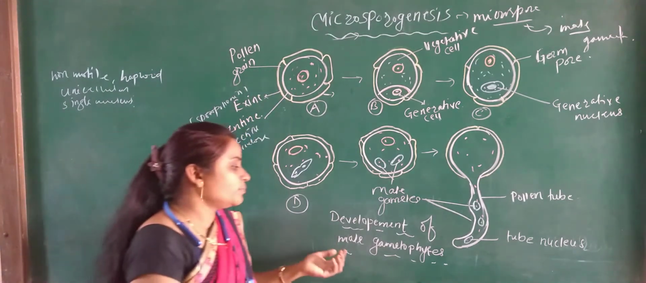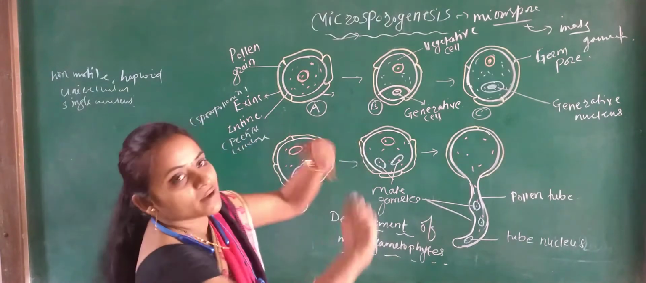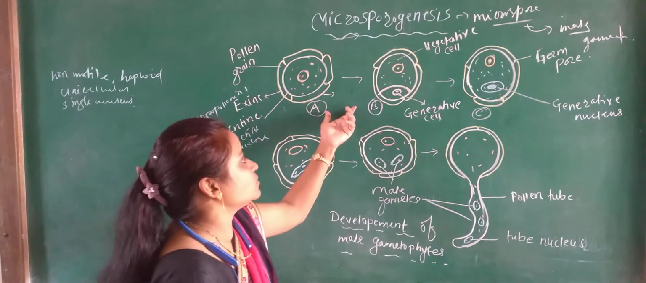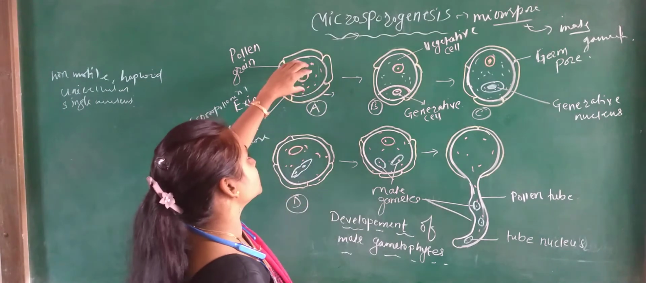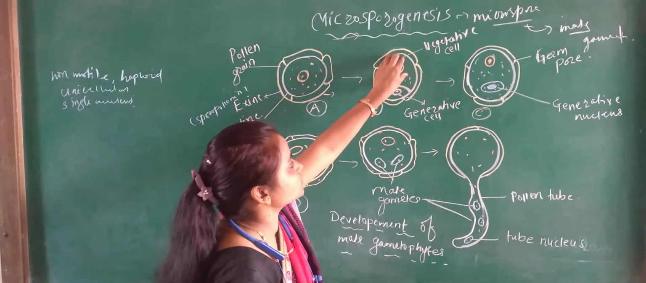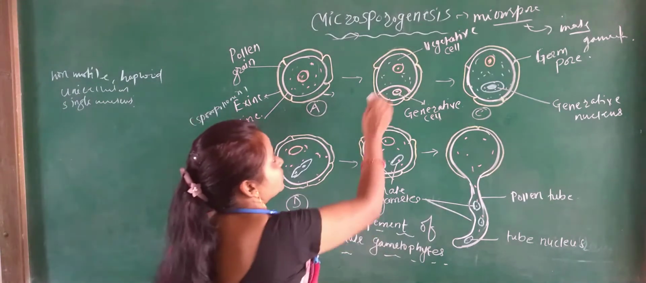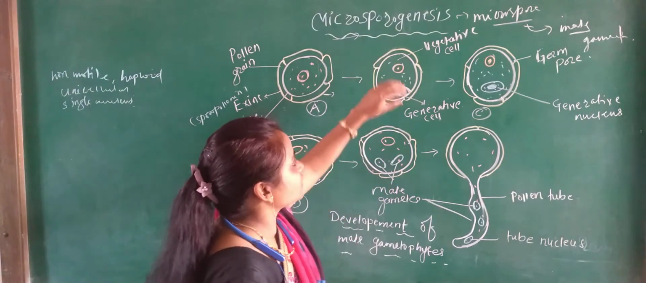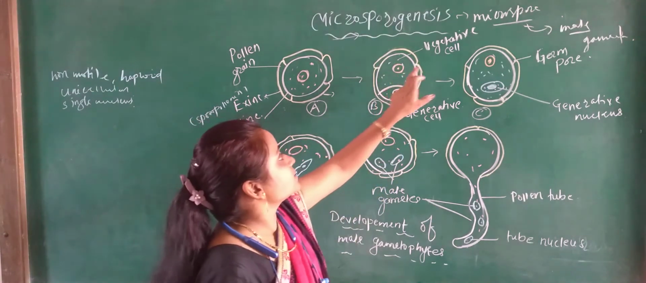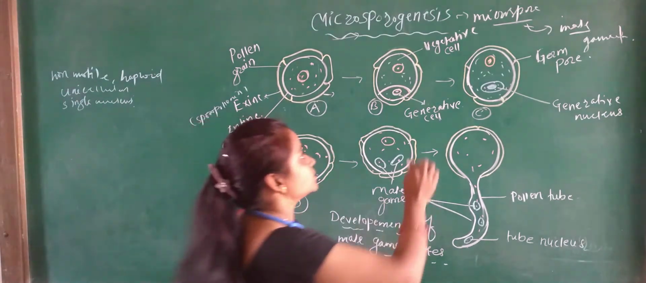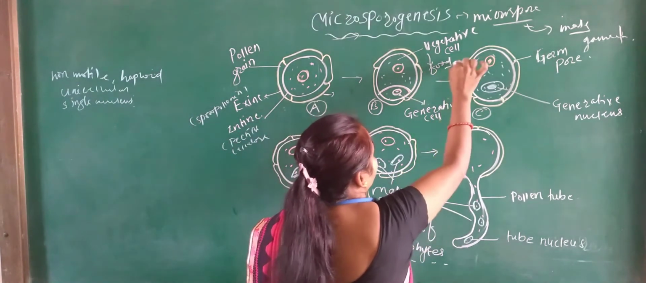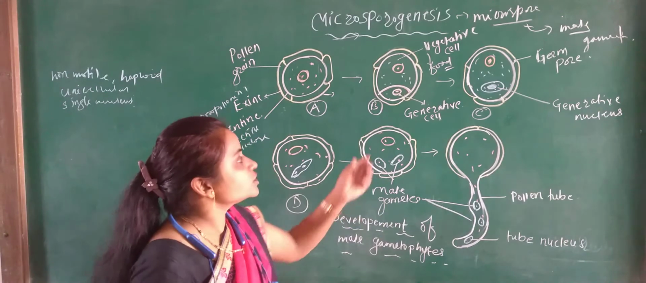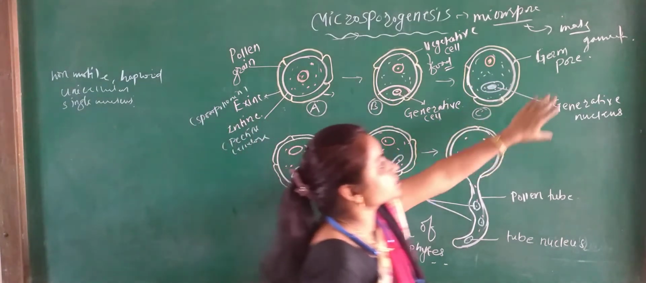At the time of development of the male gametophyte, this pollen grain is divided through the mitotic process. After the mitotic division, two cells are formed: the vegetative cell and the generative cell. The vegetative cell is larger than the generative cell and is rich in food, meaning it supplies food material. Another important thing is that the generative cell is divided into the generative nucleus.